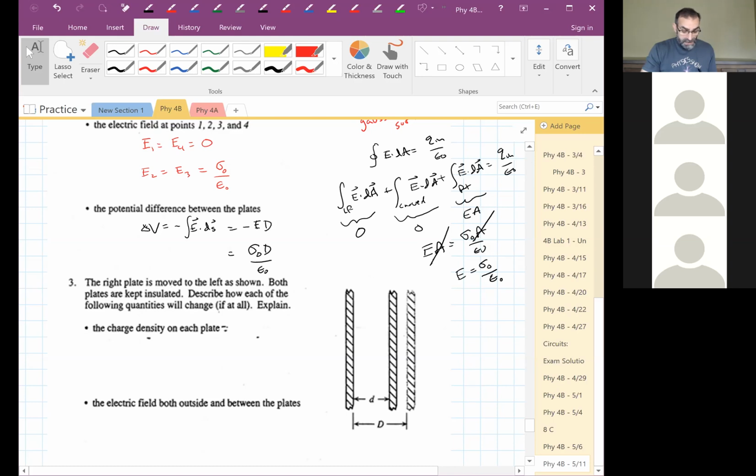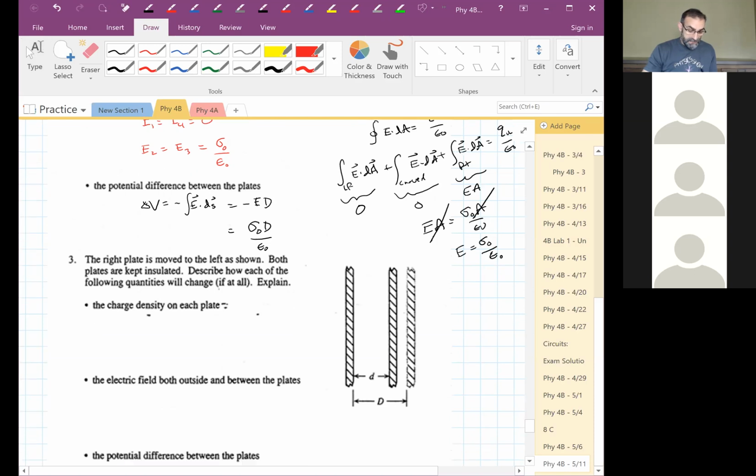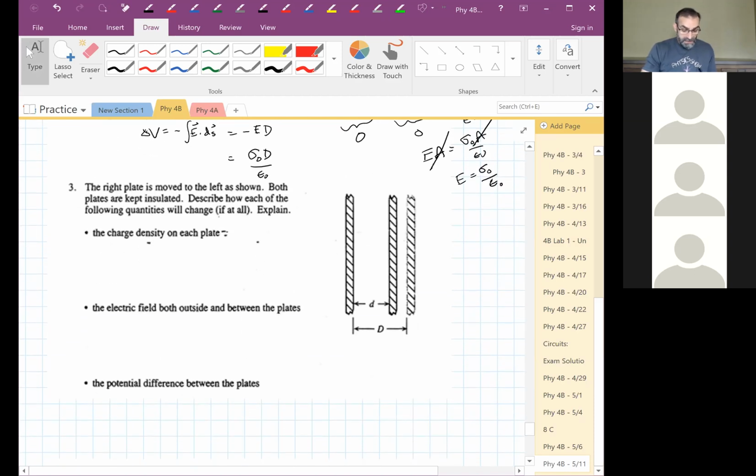So what happens to the charge density on each plate? What happens to the electric fields inside and outside? What happens to the potential difference between the plates? Do they stay the same? Do they change? How do they change? Smaller, bigger? Start with the first one, charge density.